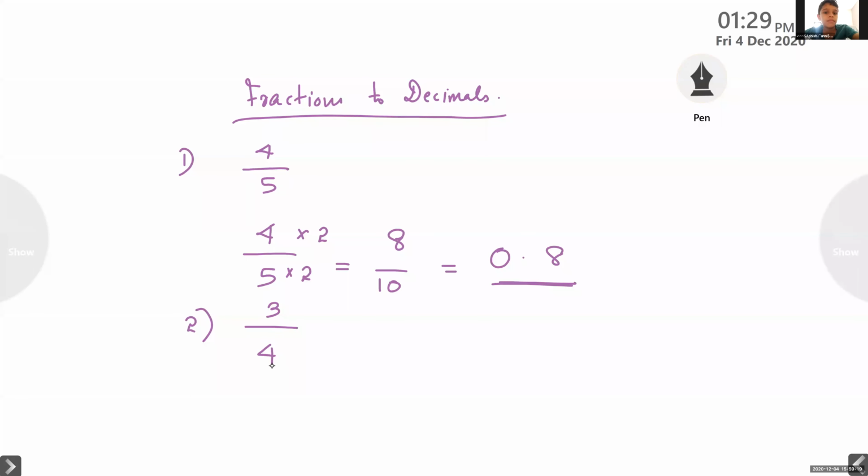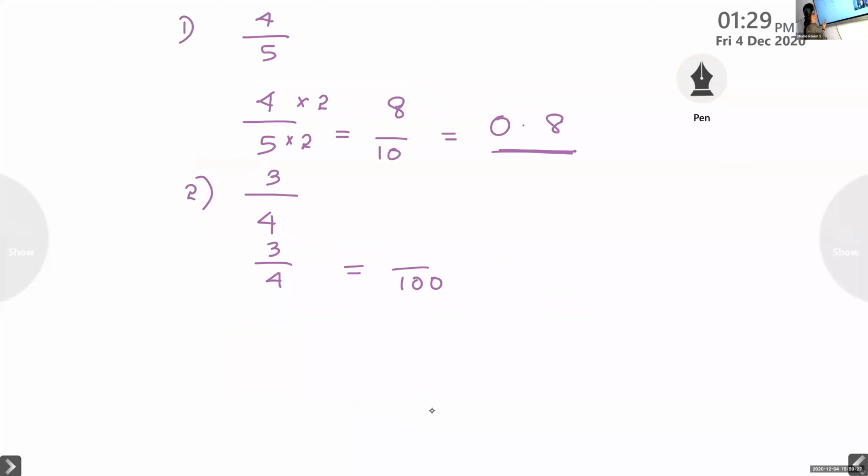Yes, ma'am. Which number will you multiply? How will you make it as 100? Sometimes you can make 10, if it is a factor of 10. 5 it is easy. 2 it is easy. But this 4 is not. Yes, 4 is not a factor of 10. You can multiply 4 into 25. 4 into 25, correct.